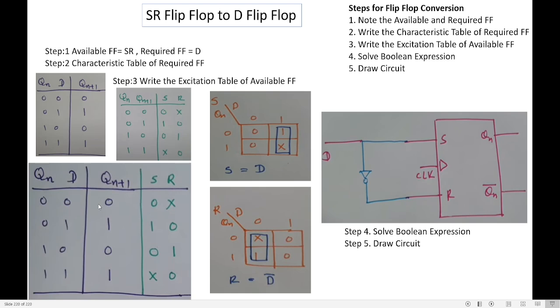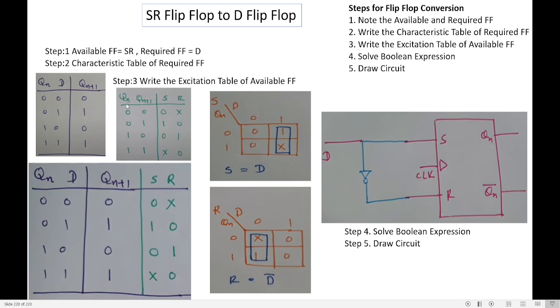Now what you need to do is, you need to first write the characteristic table. See the characteristic table of the required flip-flop: Qn, D, Qn plus 1. From this characteristic table, with the help of the excitation table, you need to fill what is S and what is R. What is S and R? S and R are the available inputs. Let us see how to fill it. You need to take help of the excitation table.